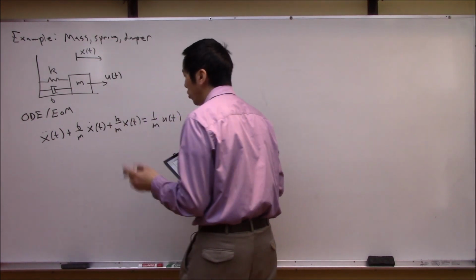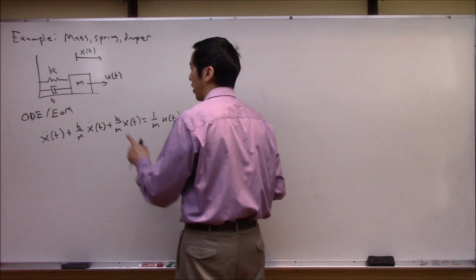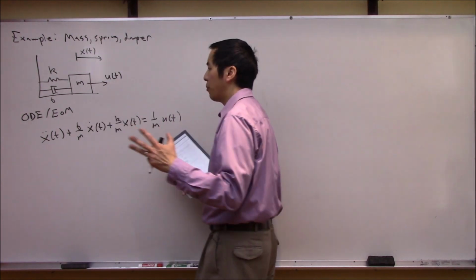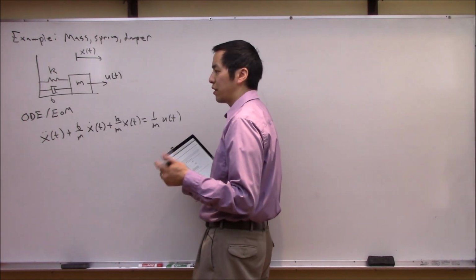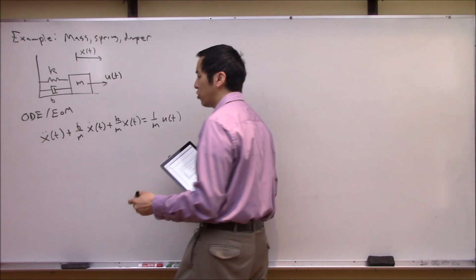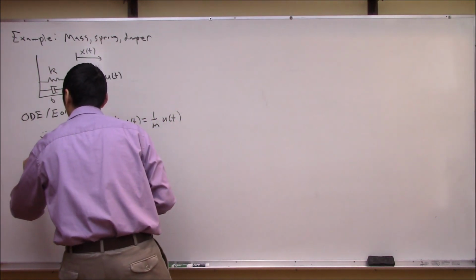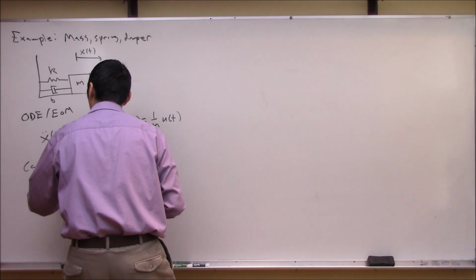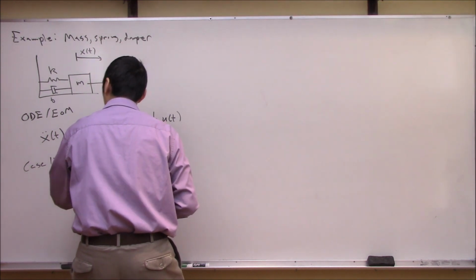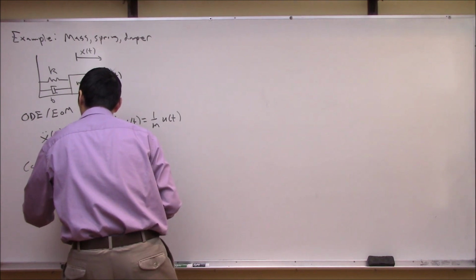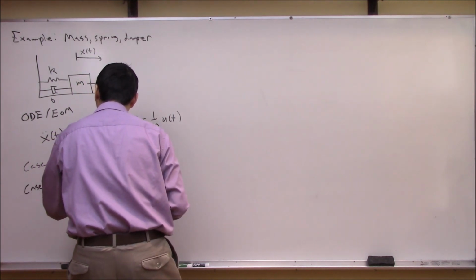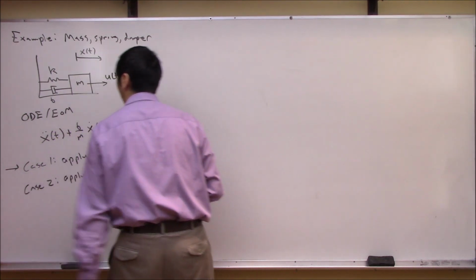Now what I'd like to do here is understand, where does this block come to rest if I use different kinds of inputs here, u of t, to this system here. So let's examine two cases here. So let's go, case 1 here: let's apply a step. And then case 2, what we'll investigate in just a second here, is let's apply a ramp. Okay, so let's first take a look at case 1 here, okay?